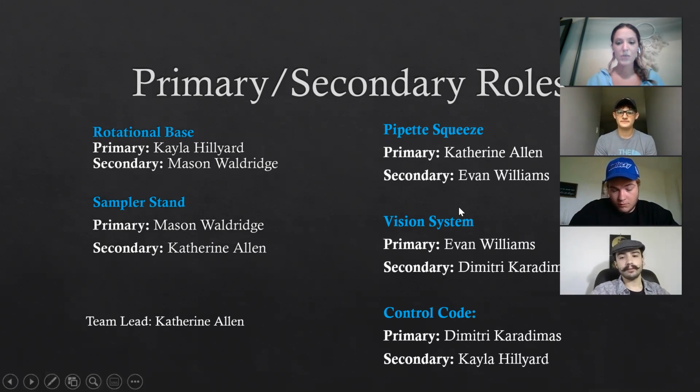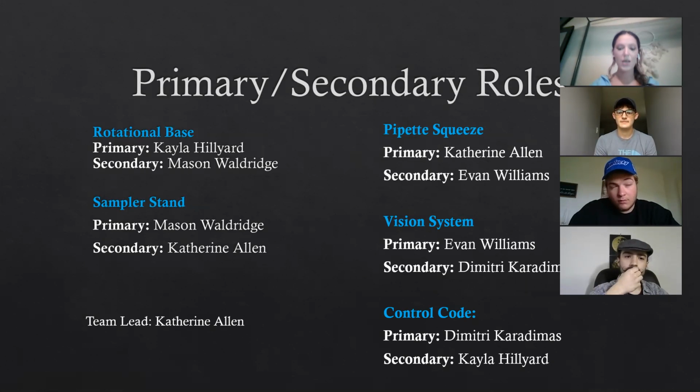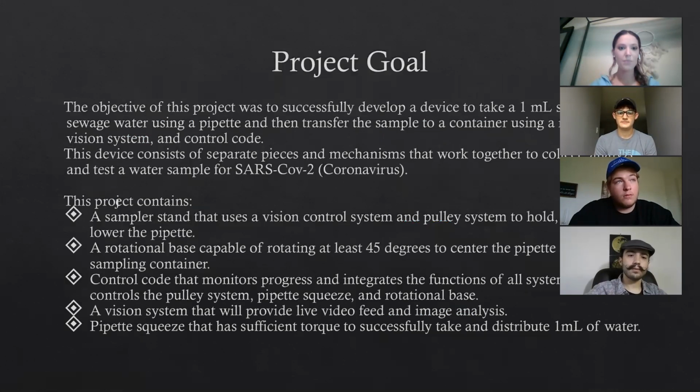For the pipette squeeze, I was the primary, Evan was the secondary. For the vision system, Evan was the primary, Dimitri was the secondary. And then for the control code, Dimitri was the primary and Kayla was the secondary.